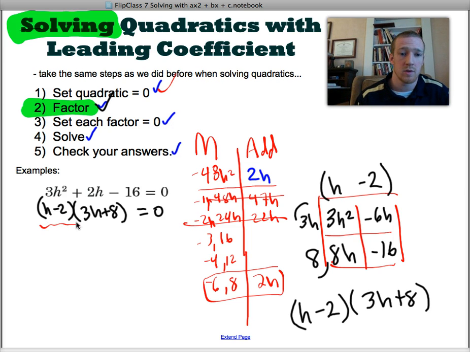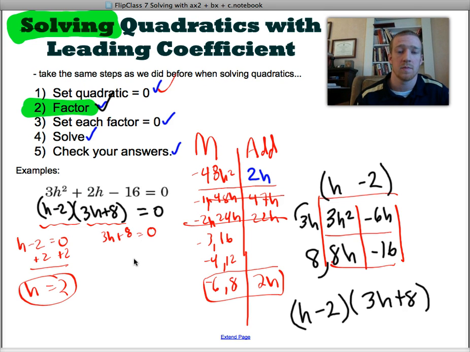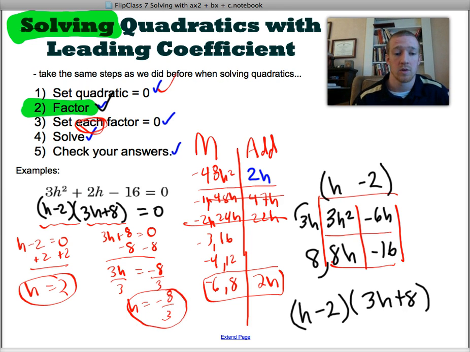Setting this one equal to 0 gives me h minus 2 equals 0. This is an easy one to solve. All we have to get is h equals 2. There's one of my answers. Setting the second equal to 0, we get 3h plus 8 equals 0. That's why it says each factor. So set this factor equal to 0, and this is a simple equation to solve as well. 3h equals negative 8, so divide both sides by 3, and we get h equals negative 8 thirds. Those are our two answers.